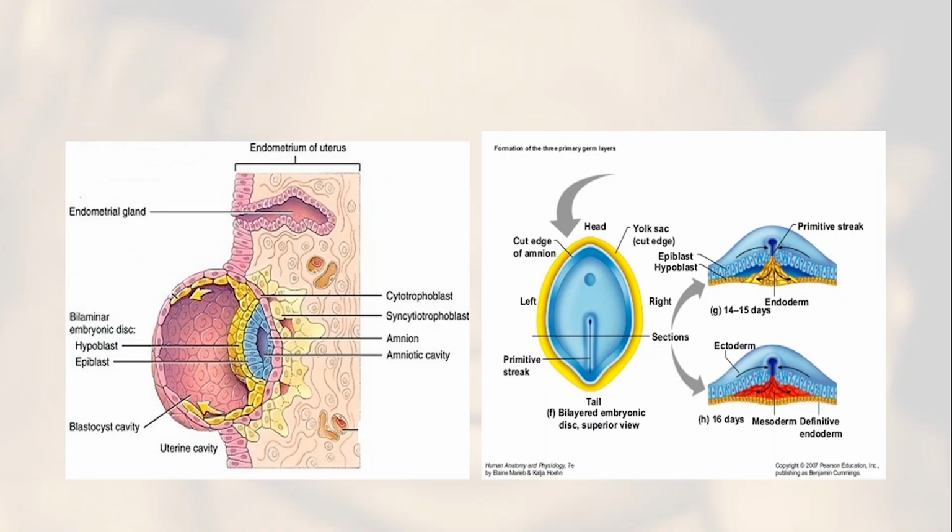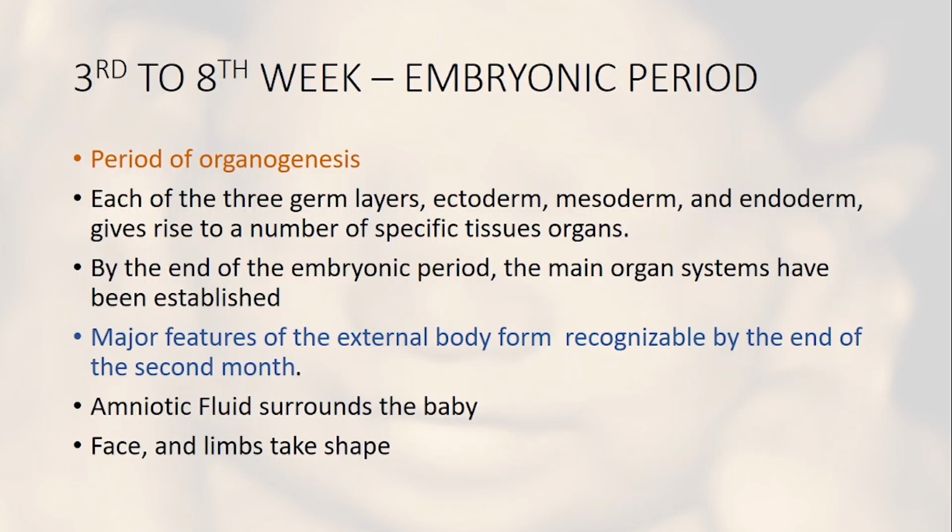Okay, so this is again showing implantation already taking place. This is the epiblast and the hypoblast layer, and then the cells are migrating from the epiblast down in between the epiblast and the hypoblast, and here they're already forming the 3rd layer.